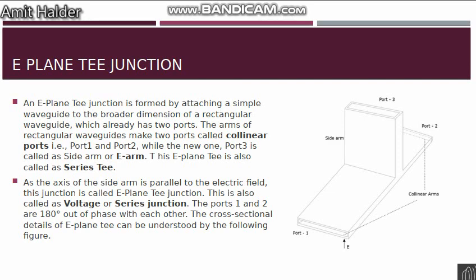And here you can see that an E plane T junction is formed by attaching a simple waveguide to the broader dimension of a rectangular waveguide, which already has two ports. The arms of the rectangular waveguide make two ports called collinear ports. So these two ports are the collinear arms, and the other one is not a collinear arm, that is the E arm.